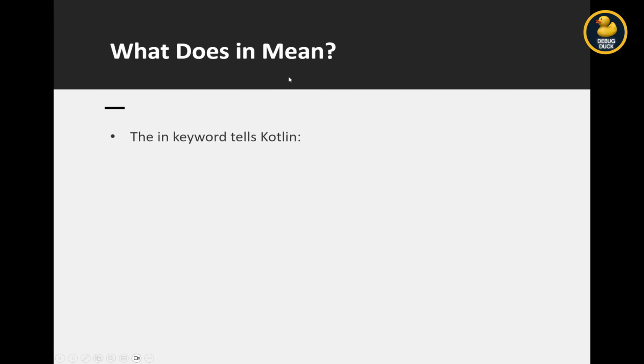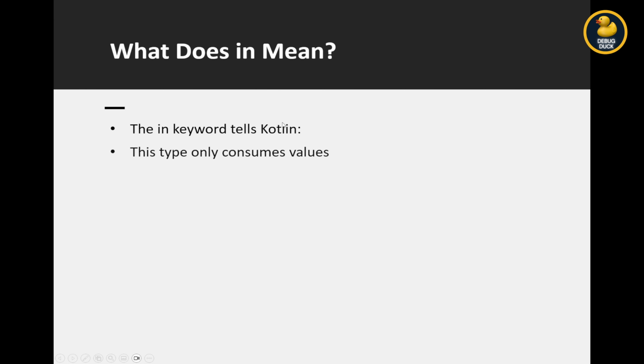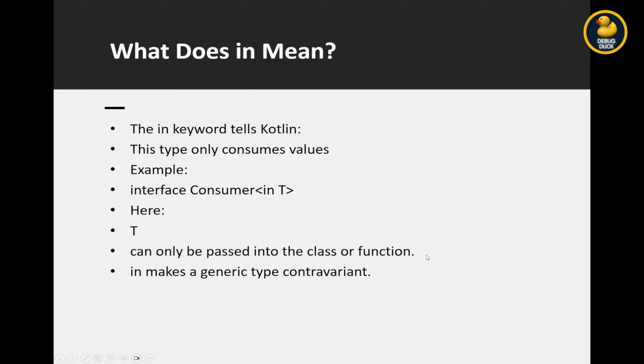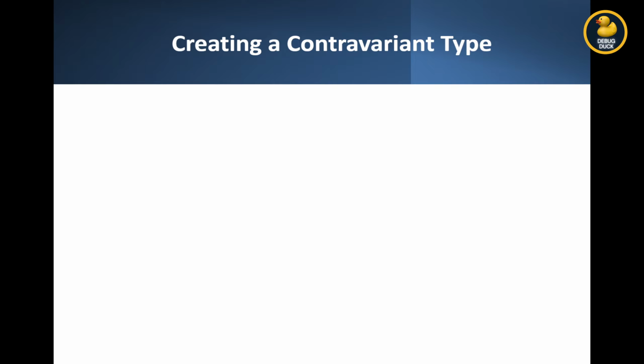What does in mean? The in keyword tells Kotlin this type only consumes values. For example, interface Consumer<in T>. Here, T can only be passed into the class or function. In makes a generic type contravariant.